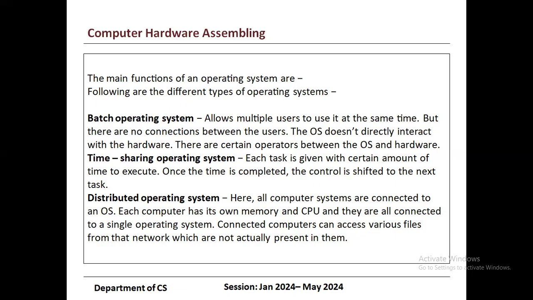The second one is time sharing operating system. In a time sharing operating system, each task is given a certain amount of time to execute. Once the time is completed, the control is shifted to the next task. The third one is distributed operating system. In a distributed operating system, all computer systems are connected to an operating system, and each computer has its own memory and CPU, and they are all connected to a single operating system. Here, connected computers can access various files from the network which are not actually present in them.